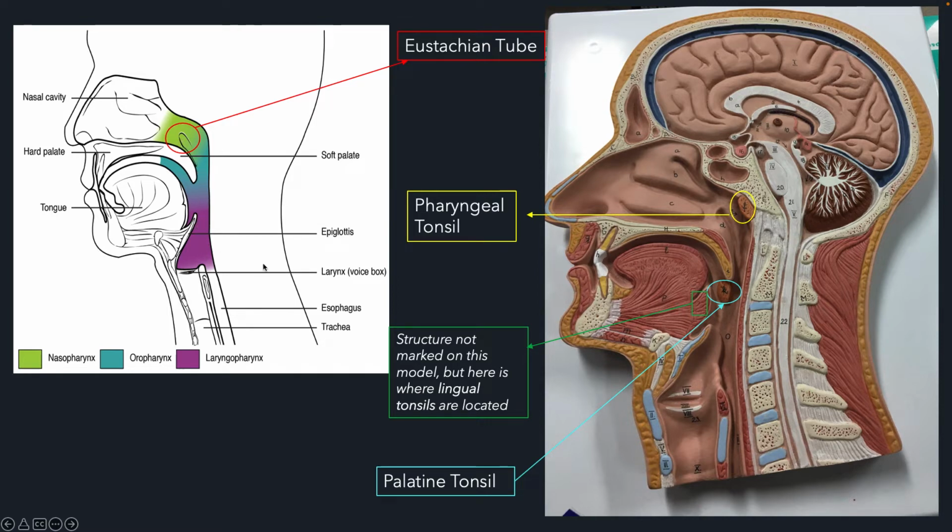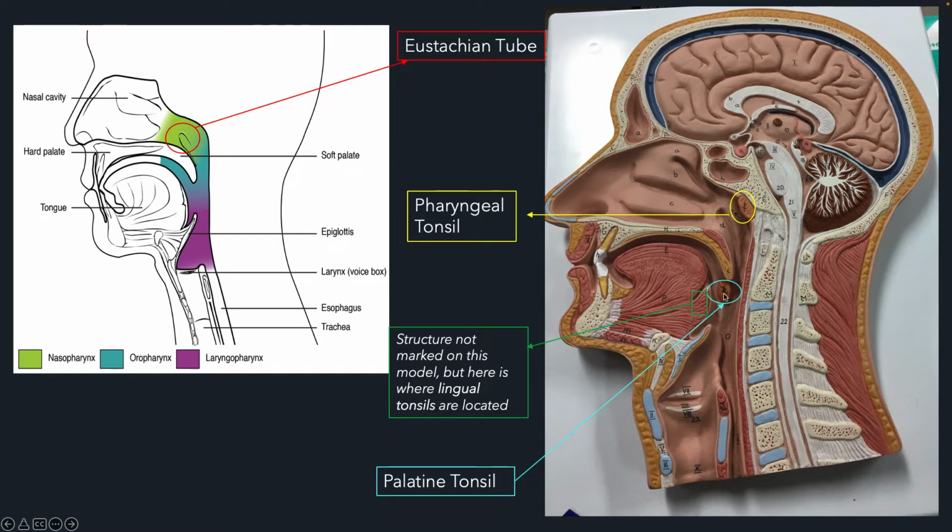Within those different regions, we have some identifying structures. For the nasopharynx, we have our auditory tube or our eustachian tube. We looked at that in our special senses lecture as well. We also have our pharyngeal tonsils. Pharyngeal tonsils will be behind the nasal region, so this is part of our nasopharynx.